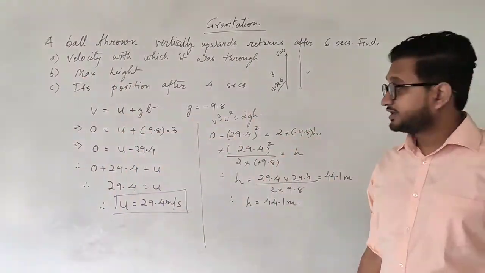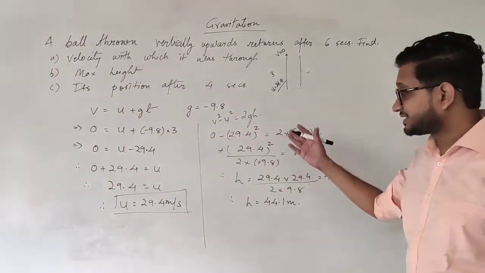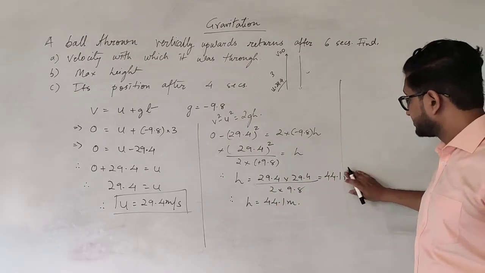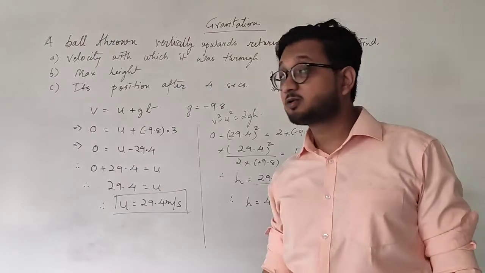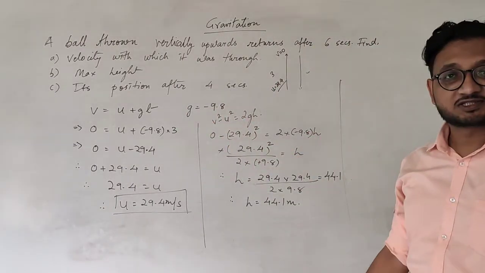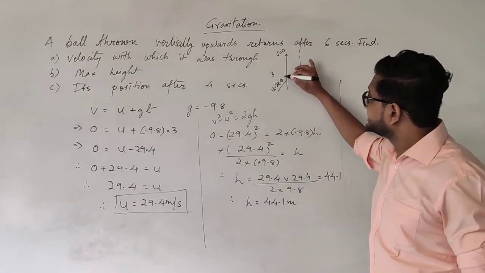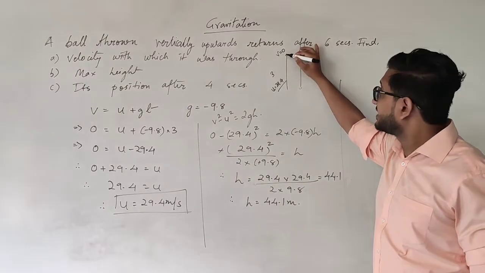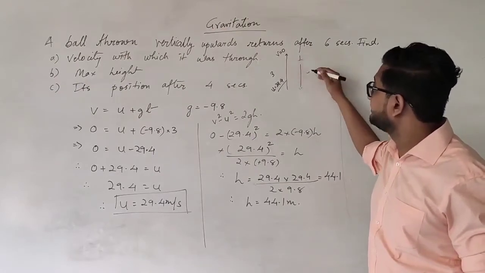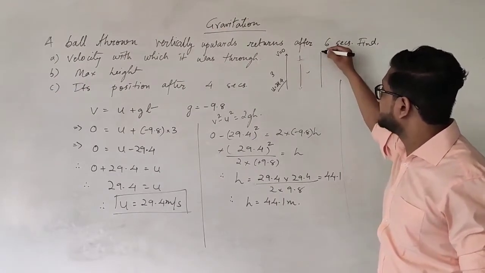Up till now it was quite simple. You can do the mathematical work yourself. But now comes the complicated part. The complicated part over here is to find its position after 4 seconds. So over here it is taking 3 seconds, and at the 4th second it is coming down. So it will be somewhere over here. If you check the path, let's say it is going up and it is coming down.